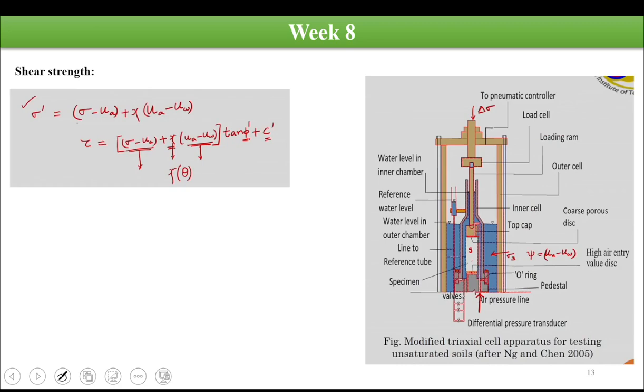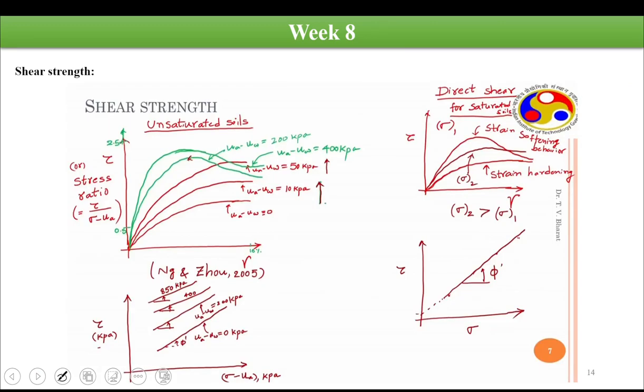So for this kind of apparatus, where we are controlling the matric suction value by controlling the pore air pressure and the pore water pressure, we will be using this equation to determine the effective stress. So sigma dash will be equal to sigma minus UA plus this effective stress parameter zeta times UA minus UW. And based on this, if we calculate the shear stress tau, that's going to be sigma dash tan phi plus C. And putting the value of sigma dash, we obtain this expression, right?